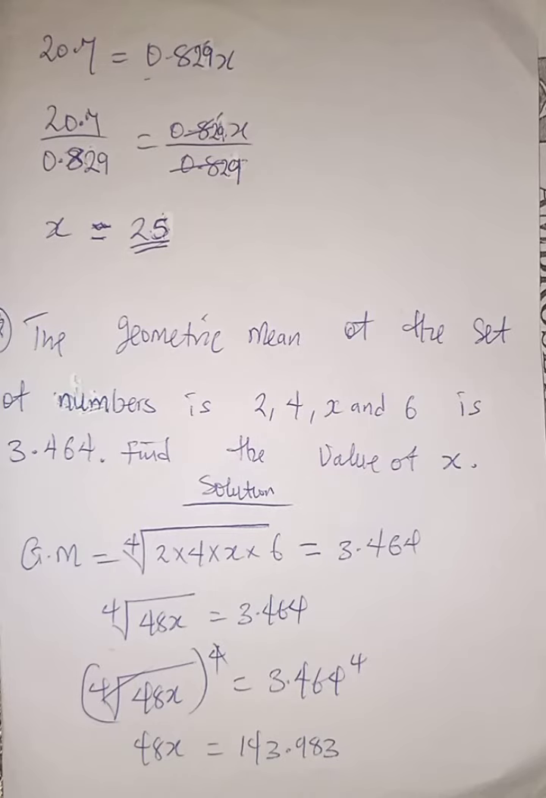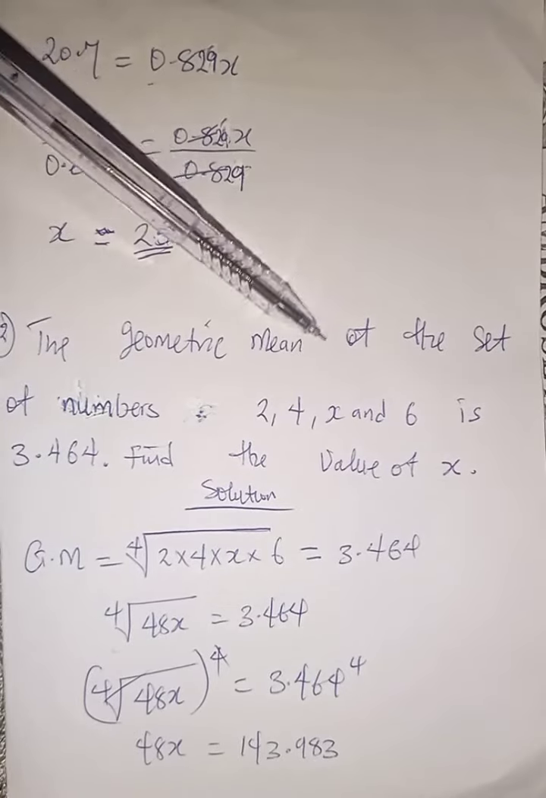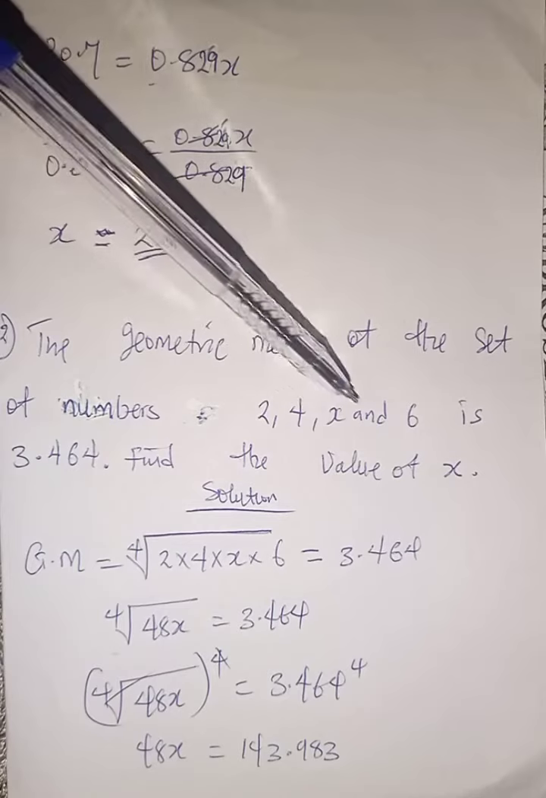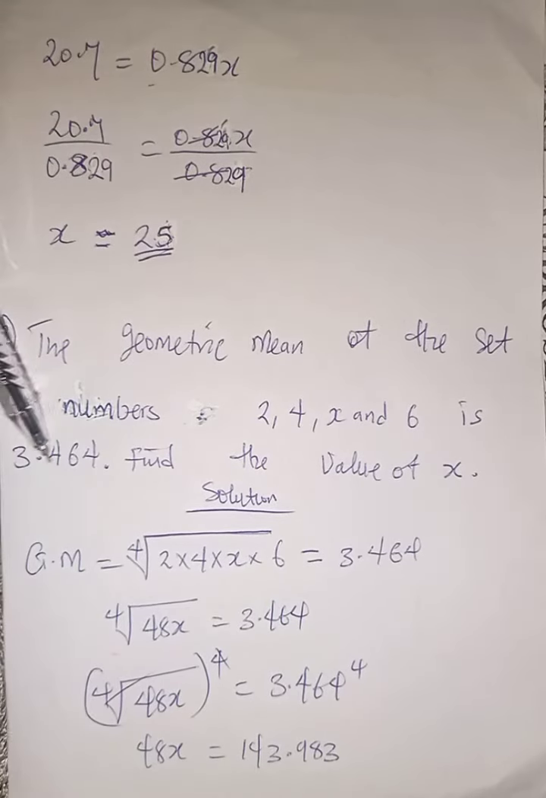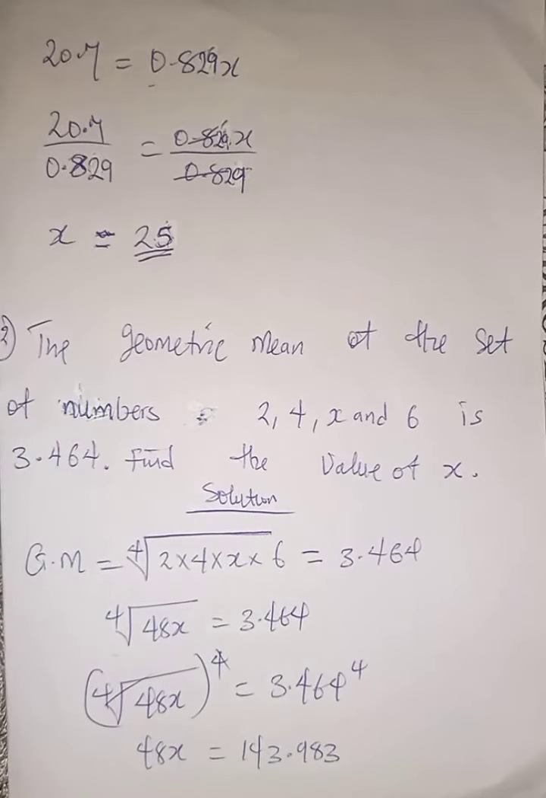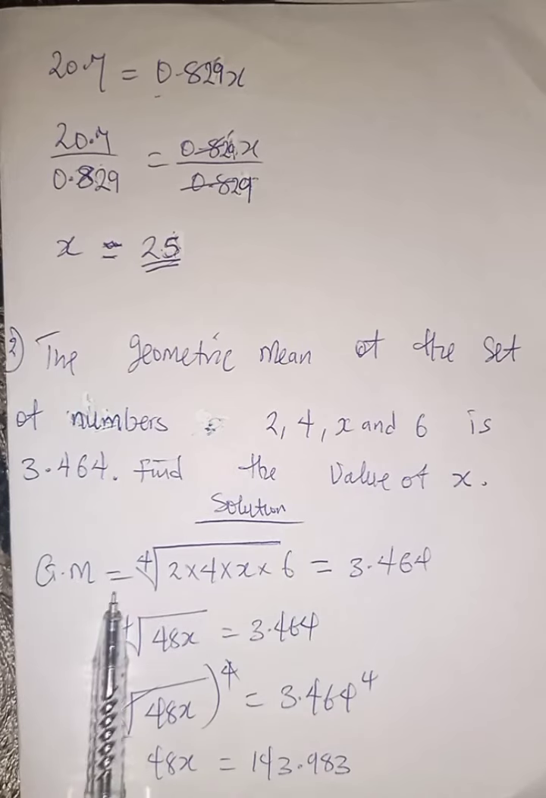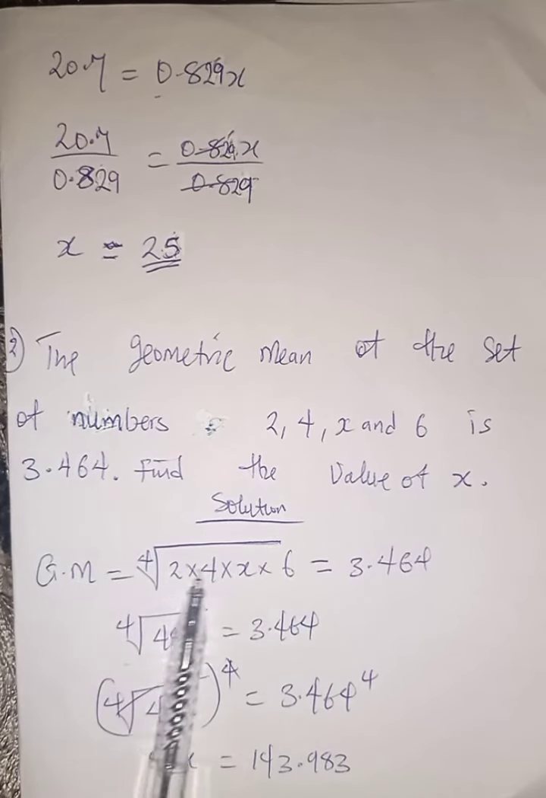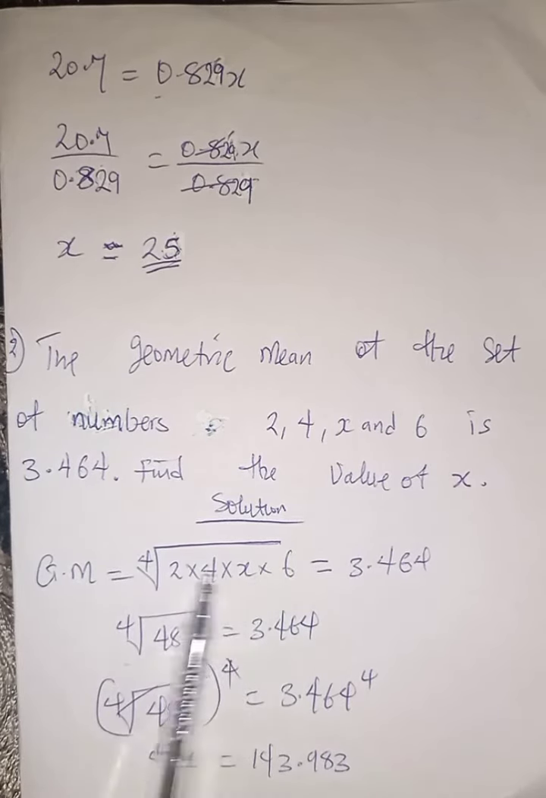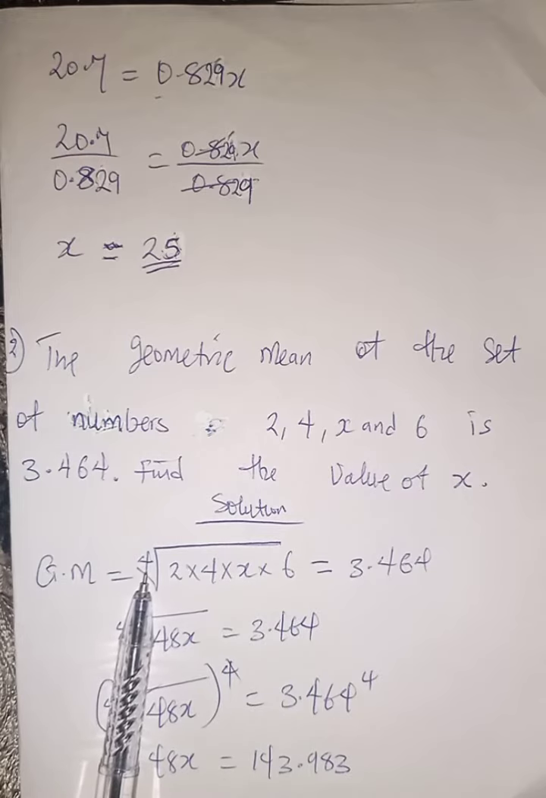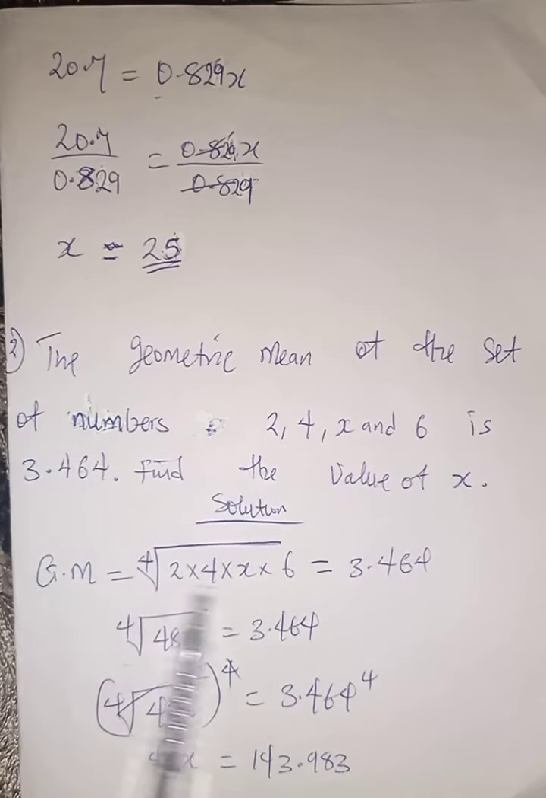Now, we have another question here. The geometric mean of the set of numbers 2, 4, x, and 6 is 3.464. Find the value of x. That is the question we're having now. Remember, geometric mean is equal to the nth root of the product of positive data. Then, the next thing we are going to do here is to multiply.